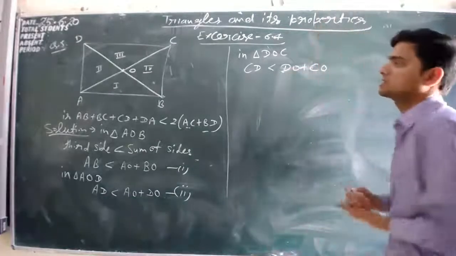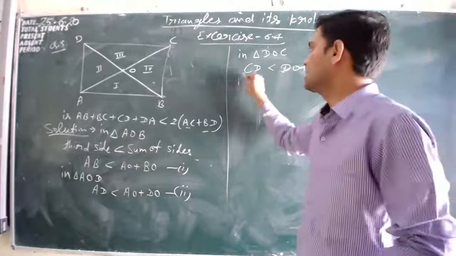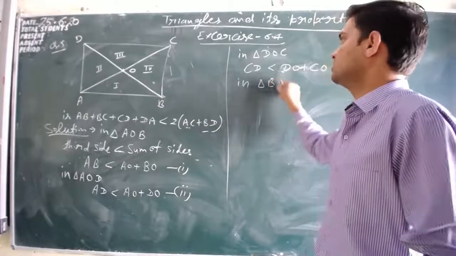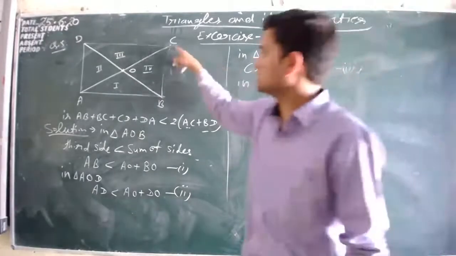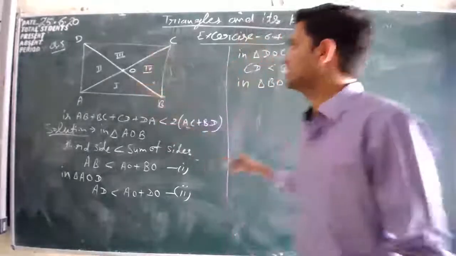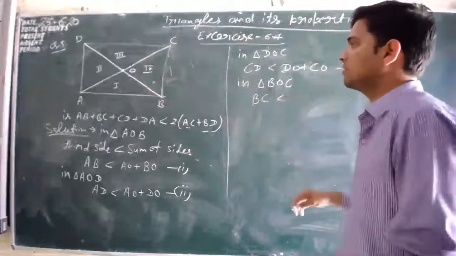Okay, or C you can write. That's your third inequality. Next one is in triangle 4. Triangle 4 is BOC. In triangle BOC, look, the third side is less than the sum of the two sides. The third side BC is less than the sum of the other two sides.